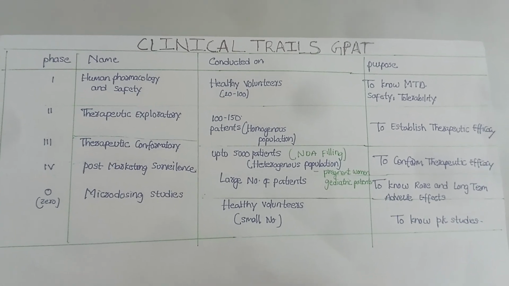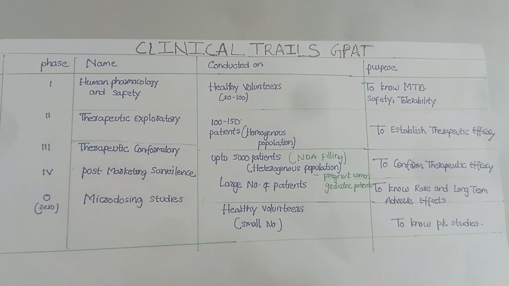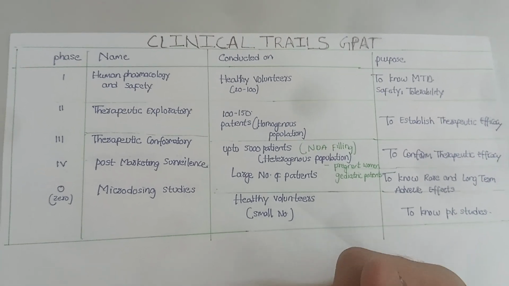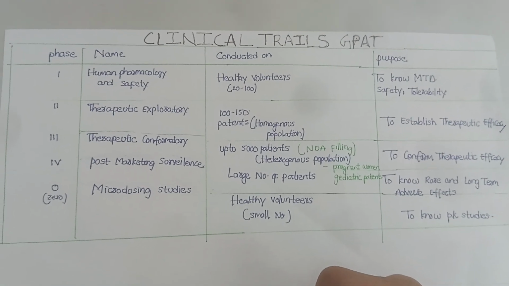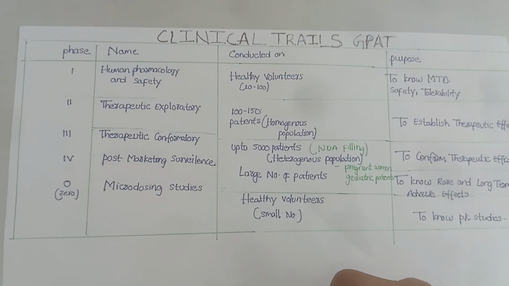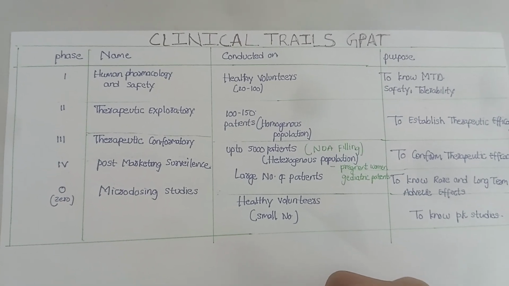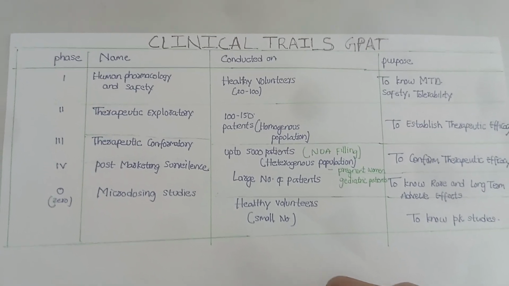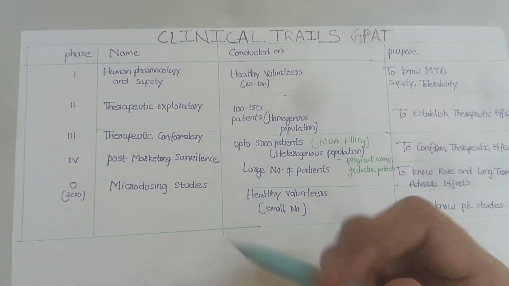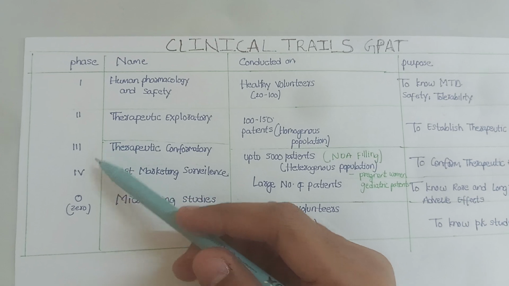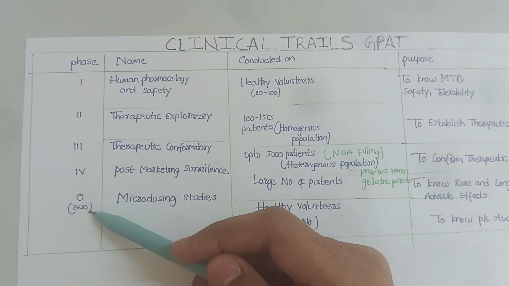In this video, we will discuss the different phases of clinical trials. Very important topic for GPAT and NIPER. Generally, in drug discovery, clinical trials are performed after the preclinical trials, which are conducted on animal models. But clinical trials are performed on human volunteers. In this, we have a total of four phases: phase 1, phase 2, phase 3 and phase 4, and the fifth one is your microdosing study, that is phase zero.